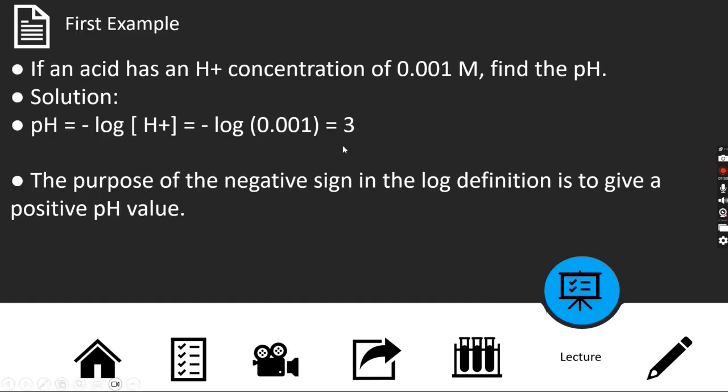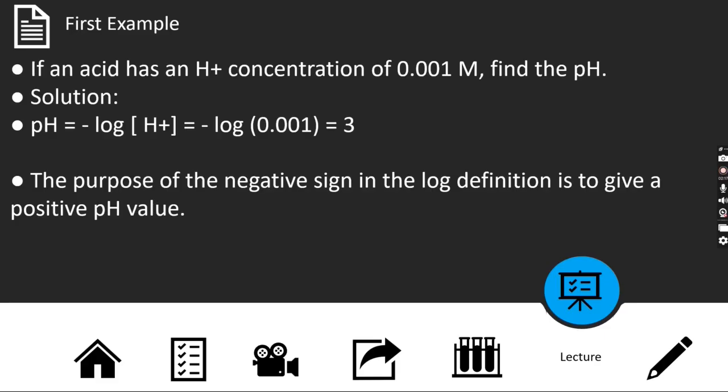It doesn't always come out this pretty as a whole number. It only comes out as a whole number when it is a multiple of 10. This doesn't look like a multiple of 10, but if you moved the decimal over a couple times, you could. Because you can move the decimal over 1, 2, 3 times to get 1, this comes out to be 3. So technically you could do this problem without a calculator, but let's say it was 1.1, which is not a multiple of 10, then you would have to use a calculator.